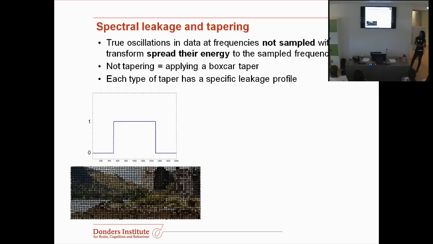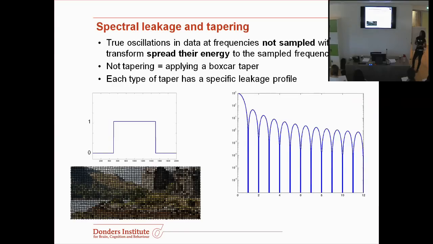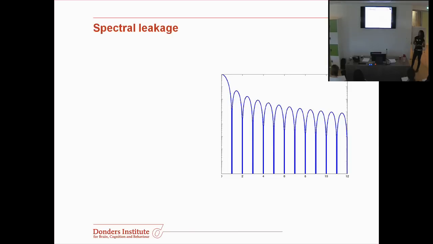So here we have a boxcar taper. The boxcar taper allows part of the signal to go through, but the edges of the boxcar taper then taper off the rest of the signal and bring it down to 0. And that's why you only have a small section of your data that is allowed through the Fourier transform. Importantly, this boxcar has a specific leakage profile. And this leakage profile tells you how much energy from frequencies that you're not estimating will have their energy spread to the frequency of interest.